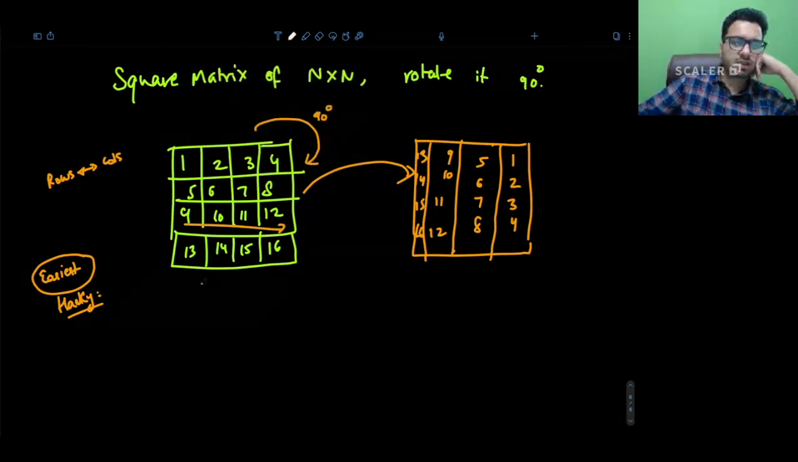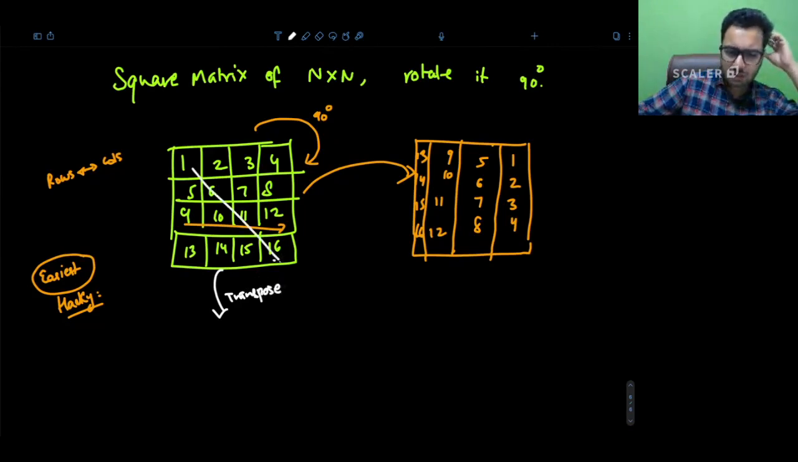What operation converts rows into columns? Great. So we just learned about a transpose operation. So what we do, we will take a transpose and let's see what result we get. If I flip all the elements about this diagonal, the diagonal remains the same: 1, 6, 11, and 16. But the rest everything is changed.